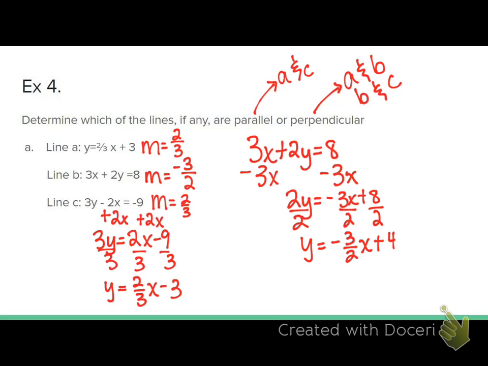Okay, so A and C are parallel to each other. A is perpendicular to B, and B is perpendicular to C. We knew that because we looked at their slopes. The ones that are exactly the same come from parallel lines. The ones that are opposite reciprocals are perpendicular lines, which means we changed the sign and flipped the fraction.